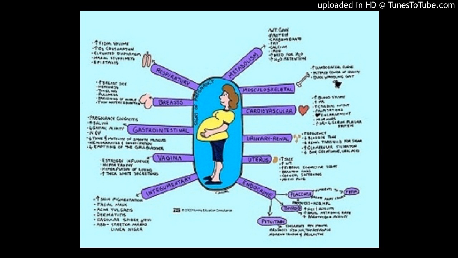Mottling. Acrocyanosis. Miss Ward's going to think y'all are so smart. Acrocyanosis. That is the blueness of the hands and feet when a baby is born. And do I really worry about that? No. Not at this point, because what's happening?